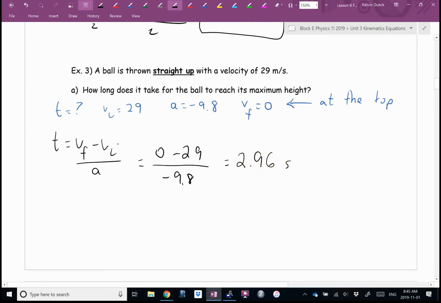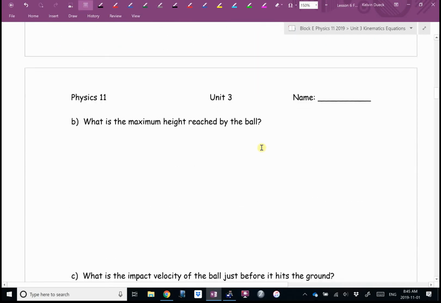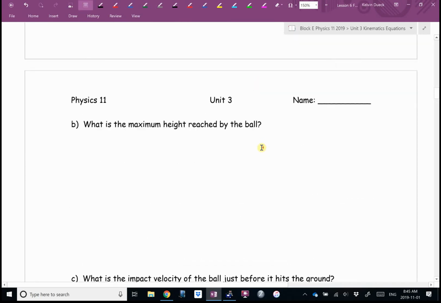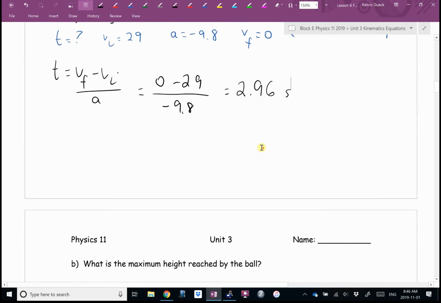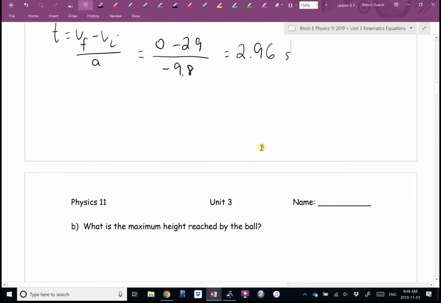So how long did it take the ball to get to the top? 2.96 seconds. Imagine it a little bit in your head. It would be slowing down the whole way, and at the top it would, for a split second, come to a stop, and then it would start coming back down, speeding up. Yes? Next page. B. Oh, I should have said, I like it, question 3. I like everything here you're going to see in the future, I guarantee you.